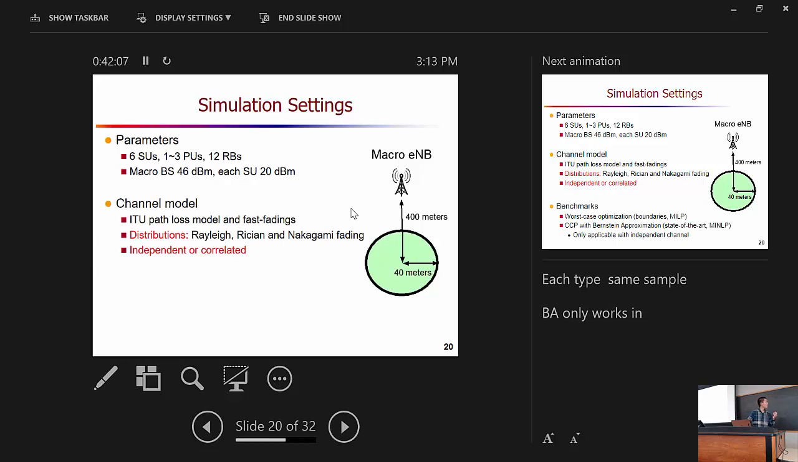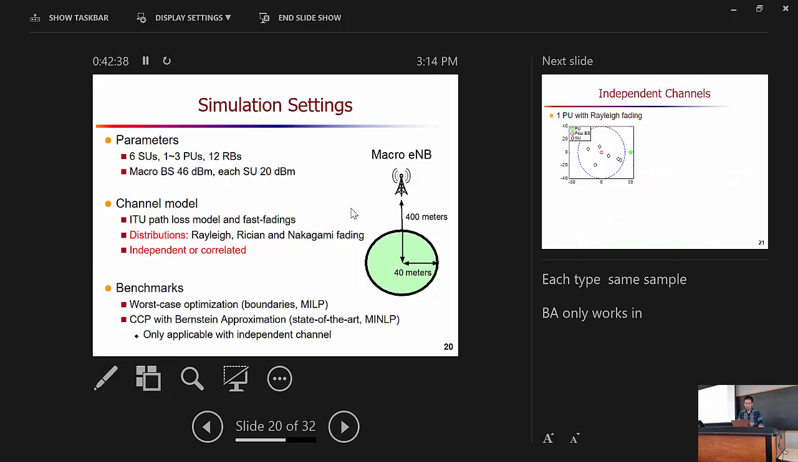For the channels, we have 6 secondary users. For the channel models, we have to generate channels based on some kind of models. We consider the path loss model and the fast fadings. For the fast fading, we change that to Rayleigh fading, Rician fading, different kinds of fadings. But note that even if the underlying distribution is changing, all we need is the mean and covariance. We don't care about the change of distributions. And the channels could be independent or correlated.